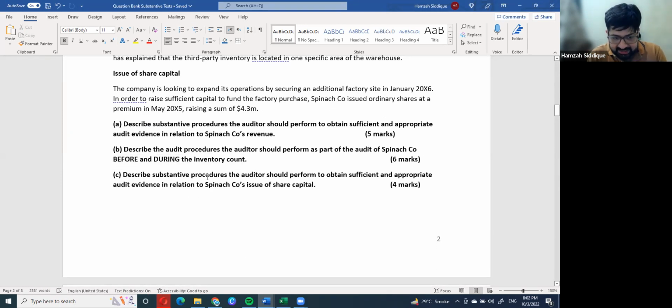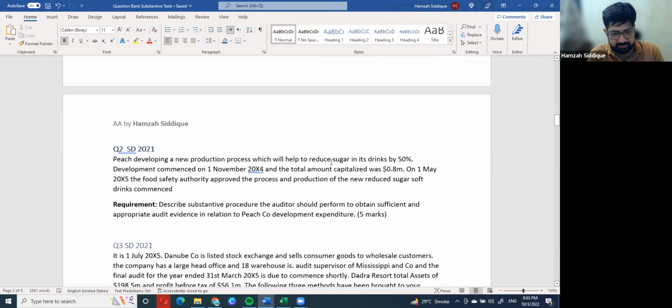Okay. Now, share capital. Describe substantive procedures the auditor should perform to obtain sufficient appropriate evidence in relation to the issue of share capital. You see, 15 marks. We will talk about it. No, don't you worry. Please.